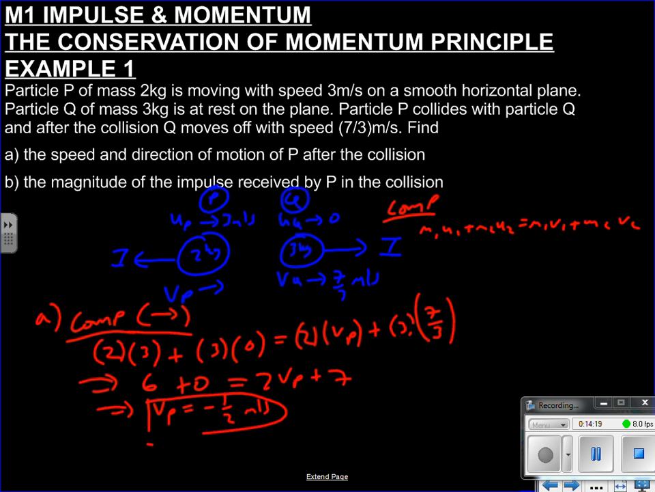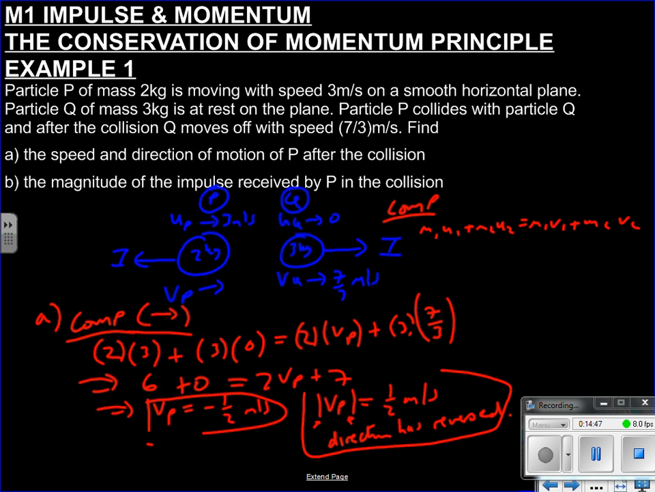You don't say direction's left, because I could have drawn P and Q the other way round. You don't know which way it started. So all you can say is speed of VP, so that's what that magnitude sign means. These two things here mean absolute value. So speed is half meters per second, and the direction of P has reversed. That's all you can say, okay? Direction reversed, speed is half meters per second. Done.